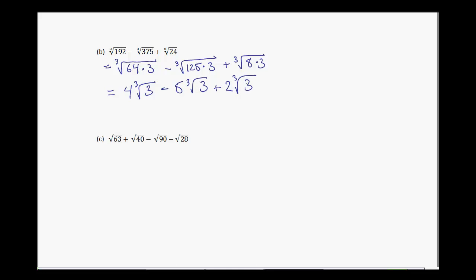Cube root of 192 can be simplified to cube root of 64 times 3. Cube root of 375 can be simplified to 125 times 3. And cube root of 24 can be simplified to 8 times 3. Using our multiplication property, we can take out 64 and have it as 4, a perfect cube root, leaving us with cube root of 3. Same with 125, 5 cube root of 3, and 8 with 2 cube root of 3. Now that we have the same index and radicand, we can collect like terms, and we're left with just cube root of 3. Let's do one more.